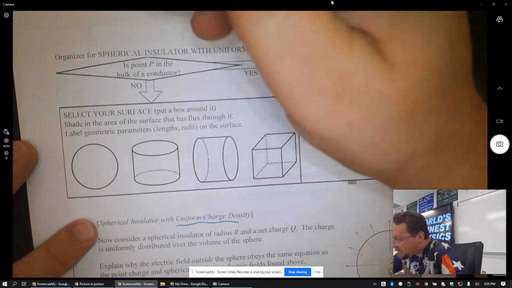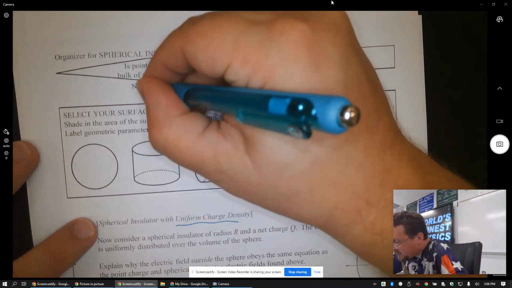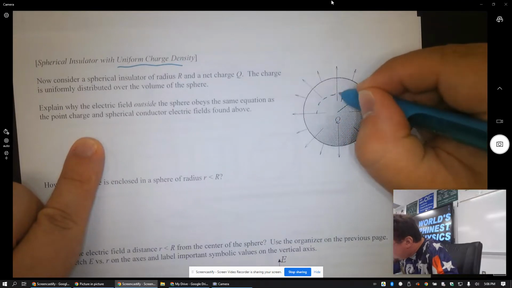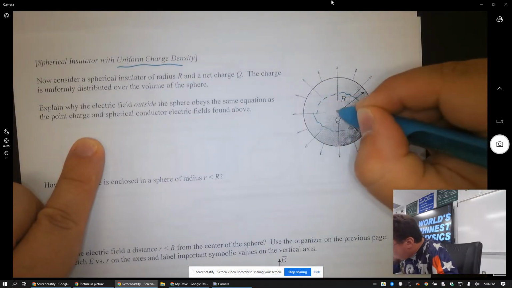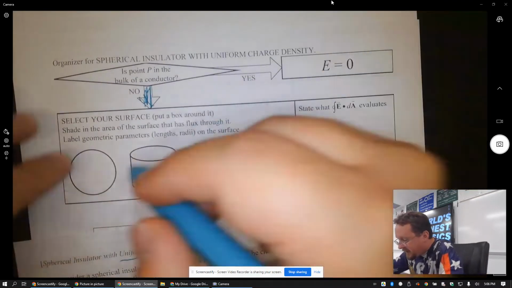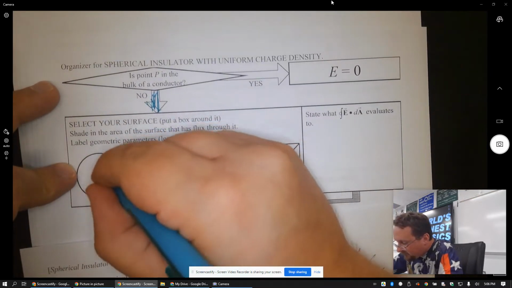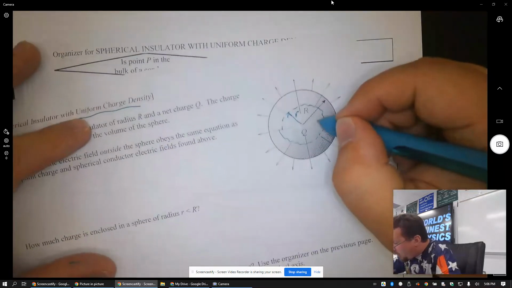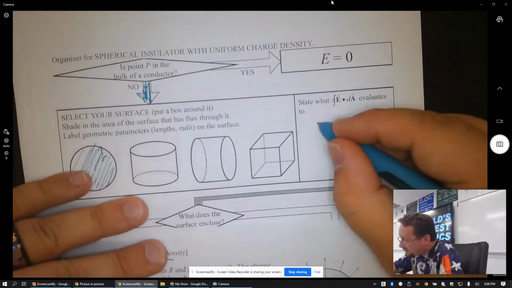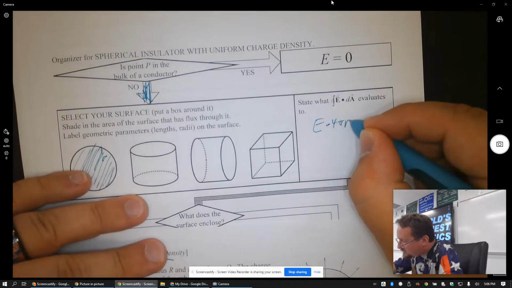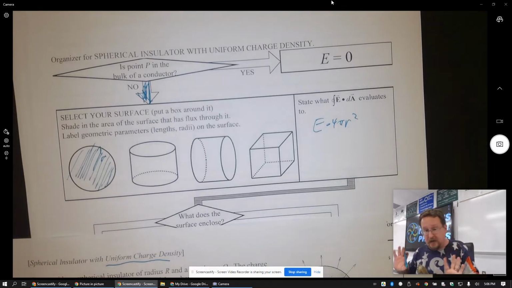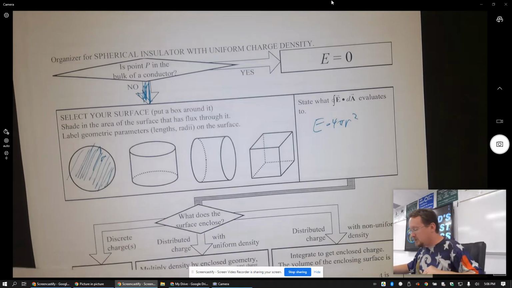Anyway, no, it's not inside the bulk of a conductor, but if I'm inside, let's do this. If I'm inside, then it's still going to be a sphere of radius r. There's still going to be flux through all the points, so this still turns into E times 4 pi r squared. Easy. Again, I'm not telling you how I teach. I'm going to slow down, think, pair, share, explain, answer questions. I'm going fast for you because you're professionals.